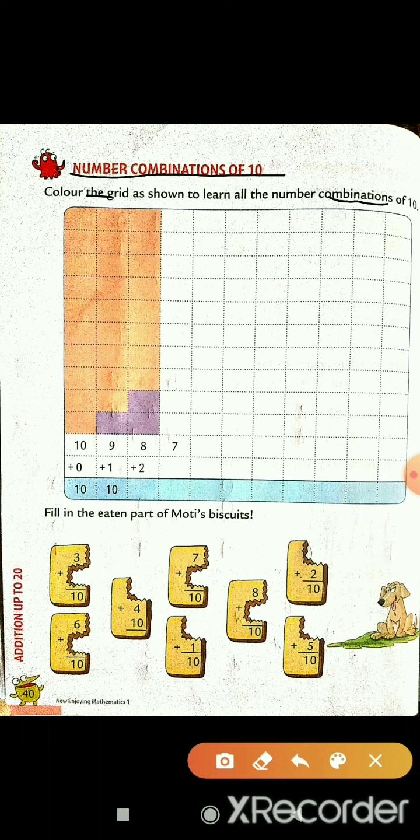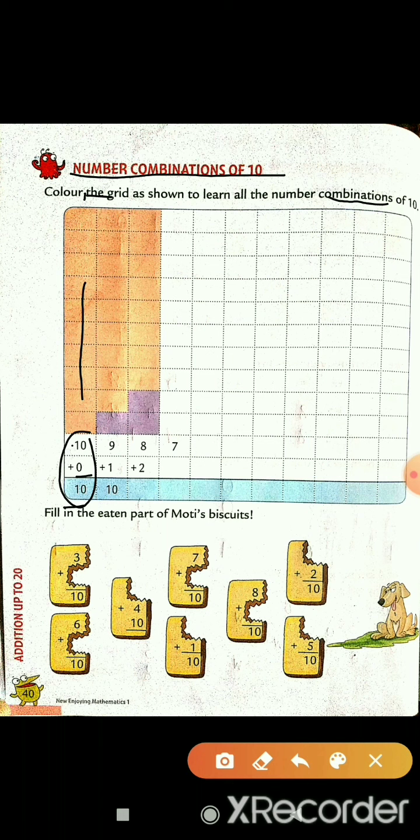Now here in the first column, all the 10 boxes are colored with orange color. So 10 and no boxes colored with purple color. So 10 plus 0 is equals to 10. So this is a combination of 10.